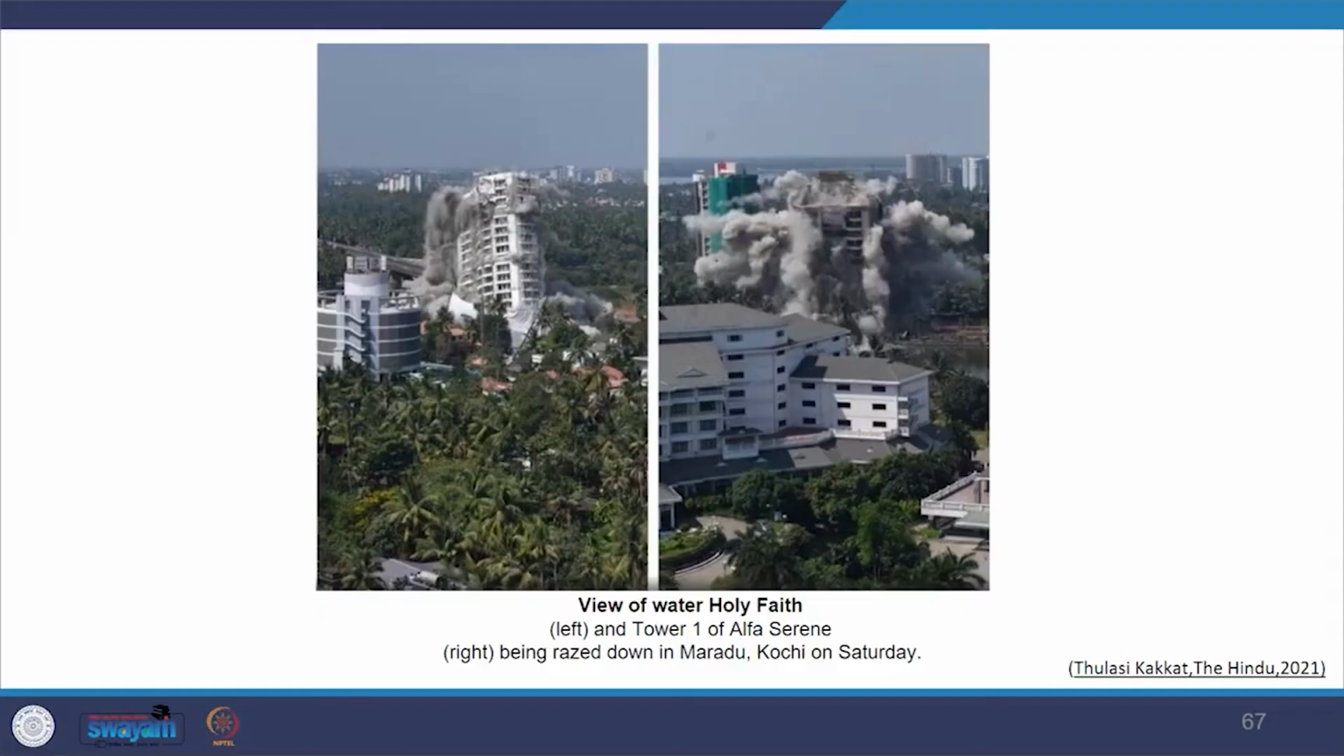Now all these movements led to that, and recently you must have seen the Alpha Serene apartment which was built on the coastal zone in Kochi, how it was pulled down due to the violation of the coastal regulation zone at Maradu. That was done in 2020. So see how strongly we have come up from the initial movement to now the application of EIA. I've not covered all the parts here, but just picked a few of the important milestones to understand the context, the landscape here in the country.